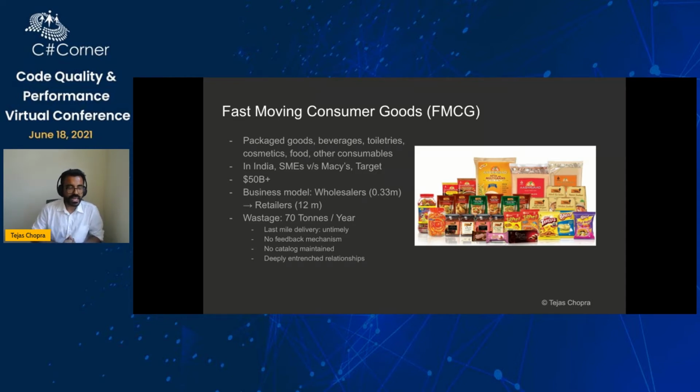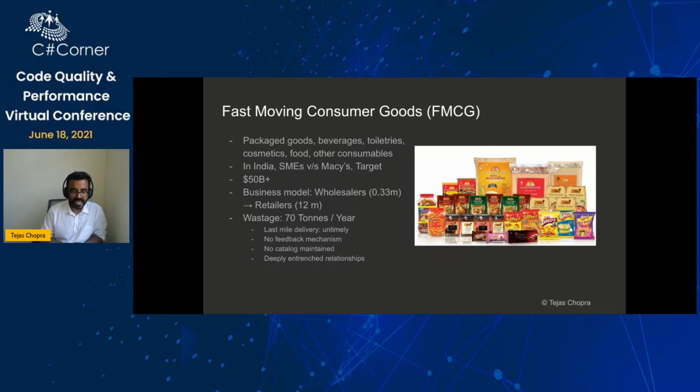Firstly, the last mile delivery is very untimely. The last mile is between the wholesale traders and the retail shop owners, and the delivery, the shipment, is generally handled by the wholesale traders. And that is very untimely and very fragmented, which results in these consumable items perishing. So that's caused a lot of wastage.